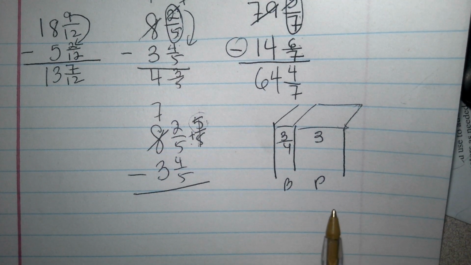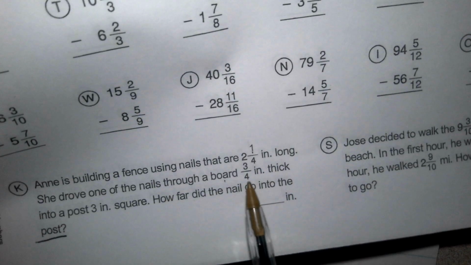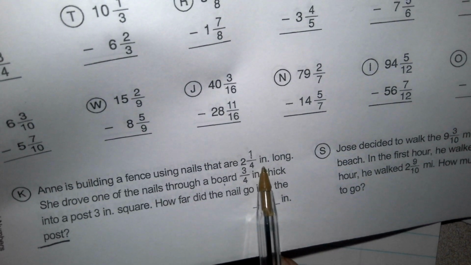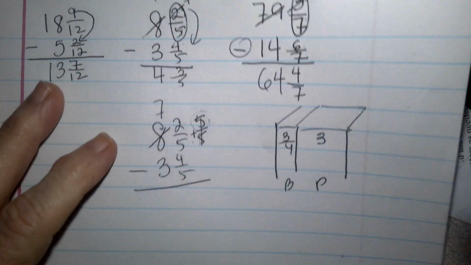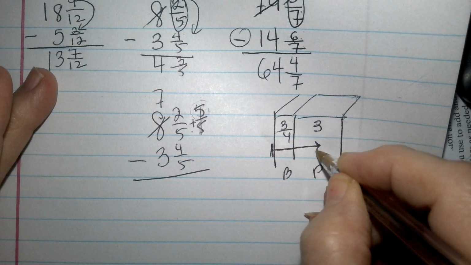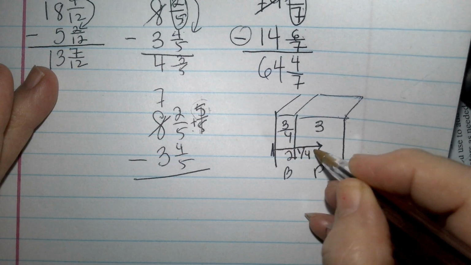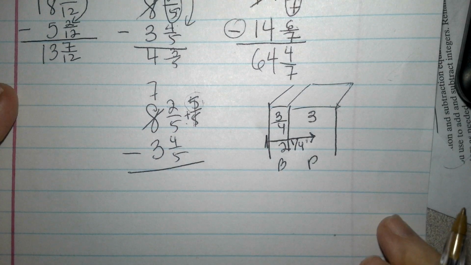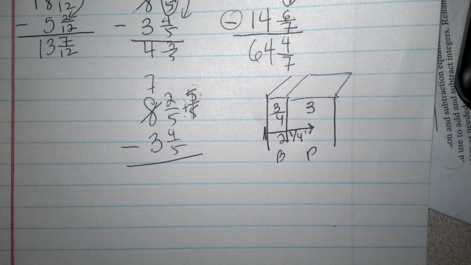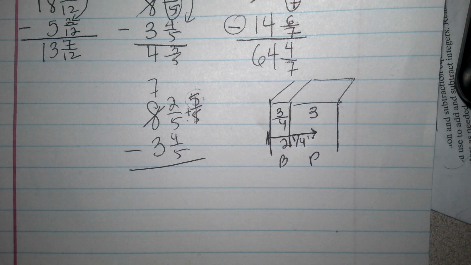Then they're driving into that board and post. They're driving a nail that's 2 1/4. That's not even the thickness of the post, so it's not going to go all the way through. So I'm driving through a nail that is 2 1/4 inches. The question again is, how far in to the post does the nail go?